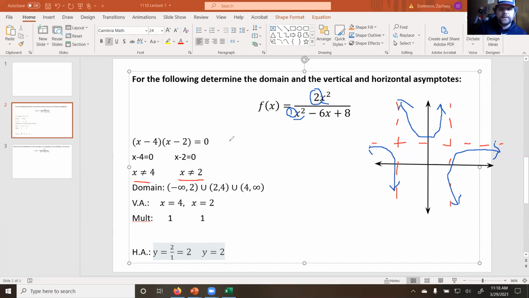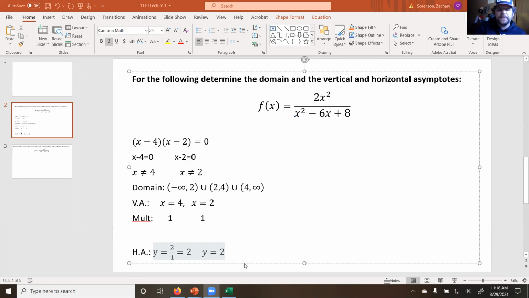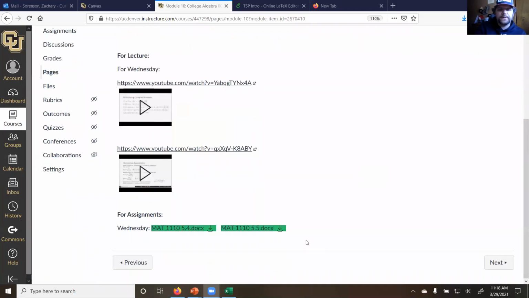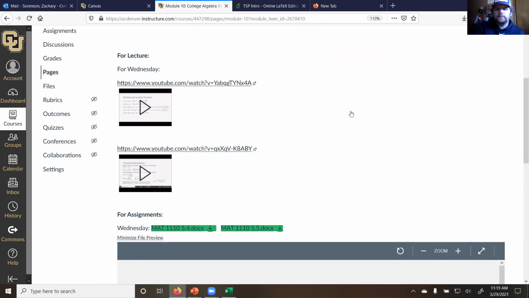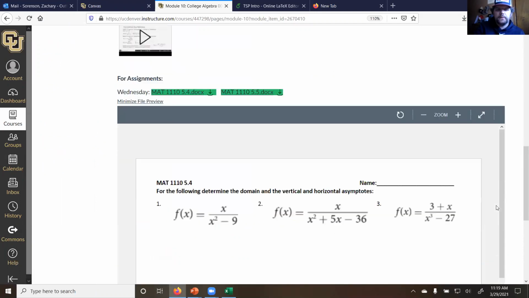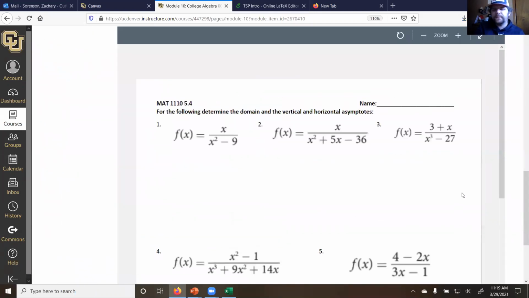Cool. So instead of going to the module for this week for starters, since we are a day behind, start by going to last week's module. So let me pause it and make sure I'm not pulling up anything weird. So we are on the 11th. So on the 10th, or module 10, 5.5 is the thing you should start with. It's just 5 questions that have you finding domain, finding vertical and horizontal asymptotes.